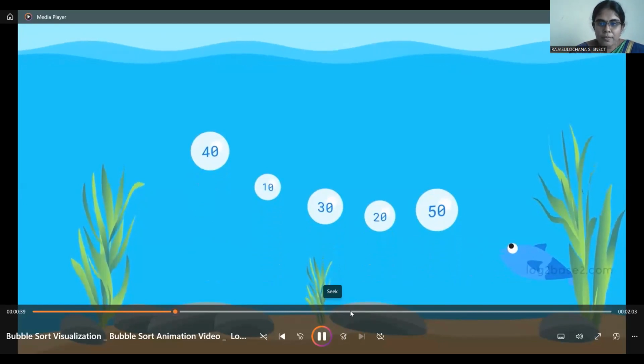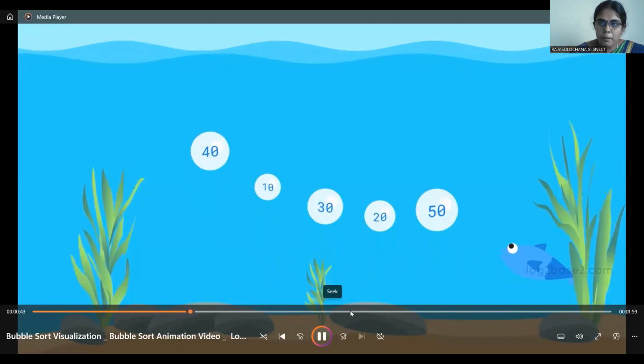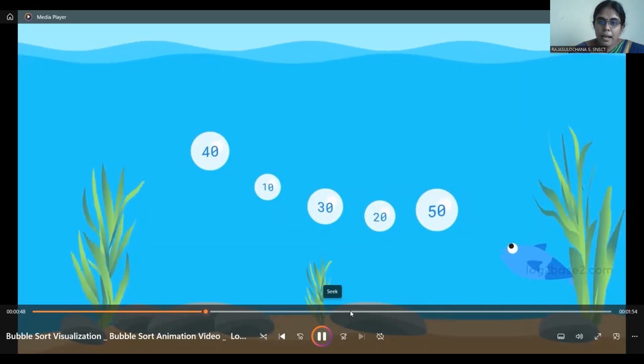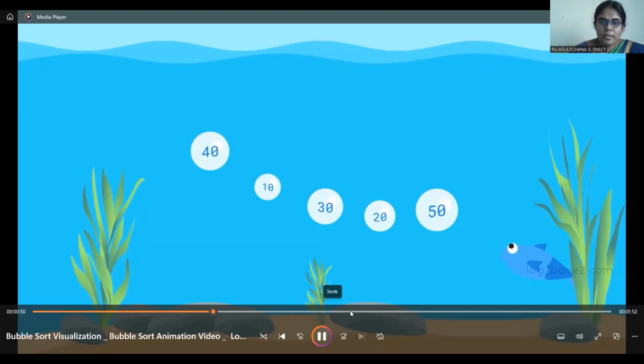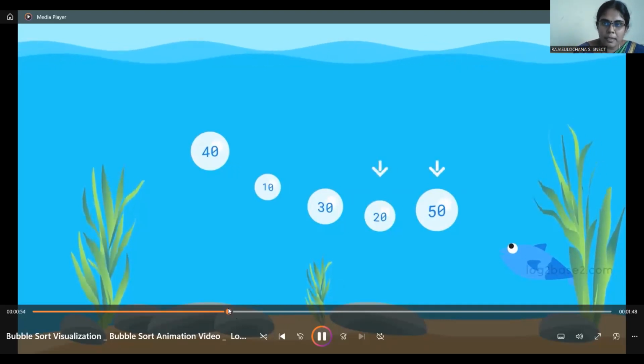So initially, let us start from the right hand side. If you are starting from the right hand side, the highest value bubble will be swapped with the first position. That is, the first position should have the highest valued bubble. So that is the working of bubble sort. If you are starting from the left, the lowest value will be on the left side.